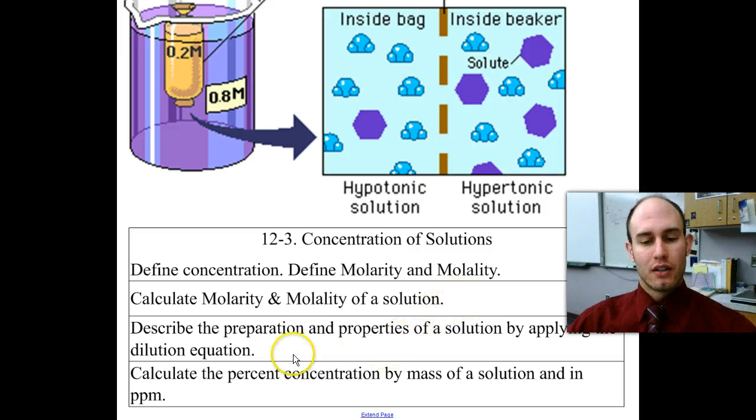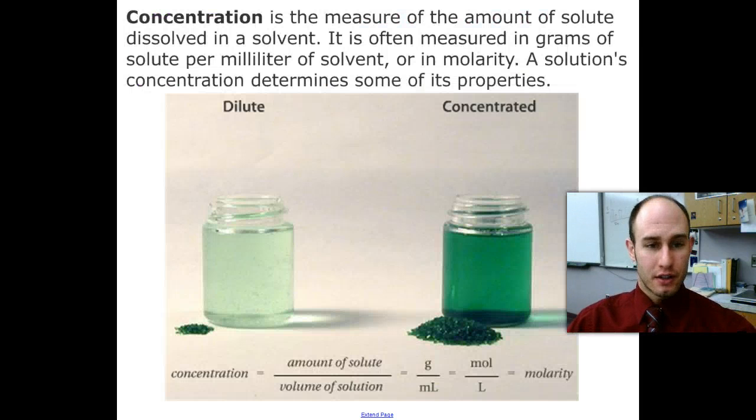And then we're going to talk a little bit about how to prepare a solution. We have a short clip to show you on that. And then we'll really use this dilution equation in solving these types of problems. And then the last is to calculate the percent concentration or the same concentration in parts per million. So let's go ahead and talk about concentration here.